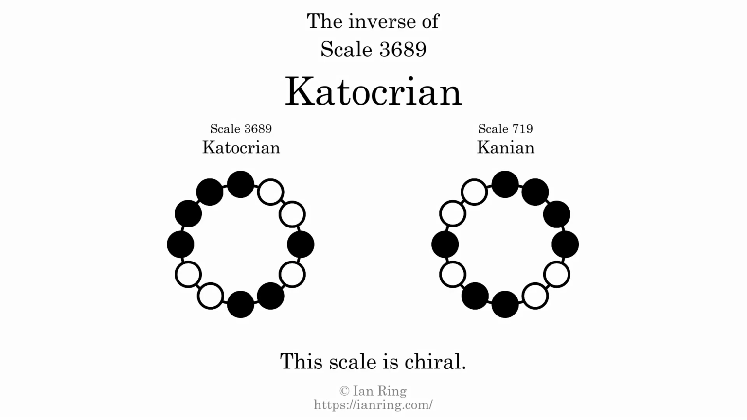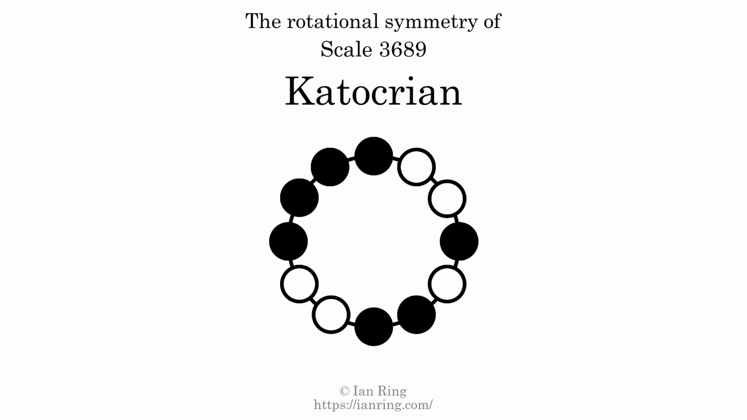The inverse of a scale is a mirror image. It is what you get when the sequence of intervals is reversed. The inverse of this scale is scale 719, also known as Canyon. This scale is chiral. It cannot transform into its inverse by rotational transformation. This scale has no rotational symmetry.